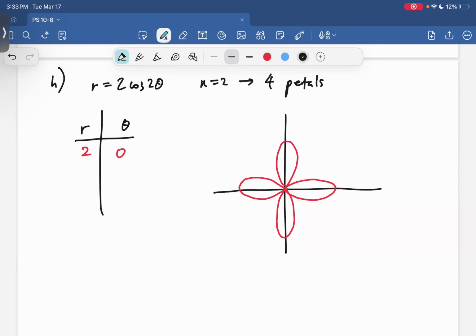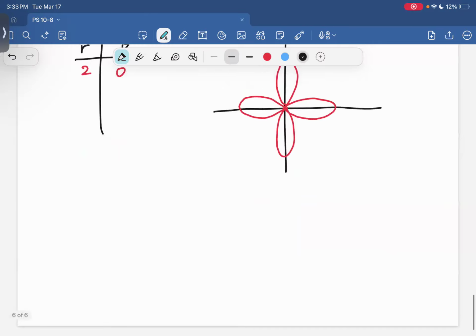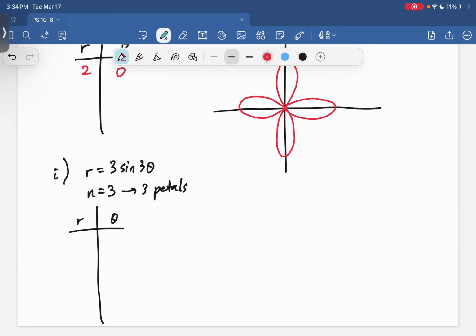Okay, and the petals also go in that order. Next, let's do I. So we have r equals 3 sine 3 theta. n is equal to 3, so that means we have 3 petals because n is odd. So r of theta. Now what should we plug in?